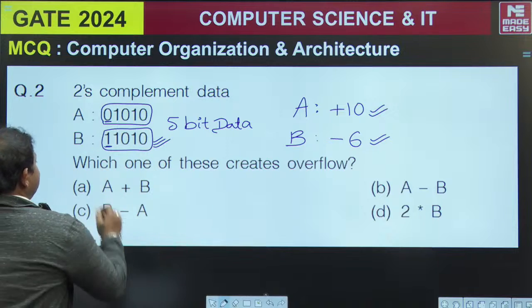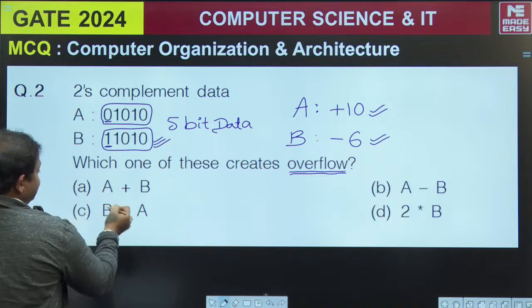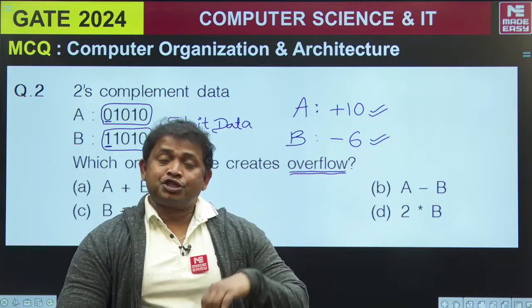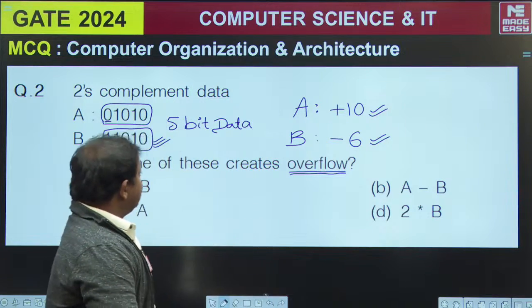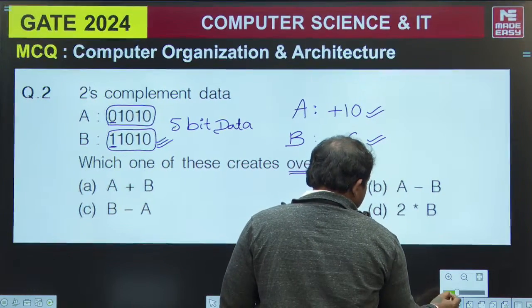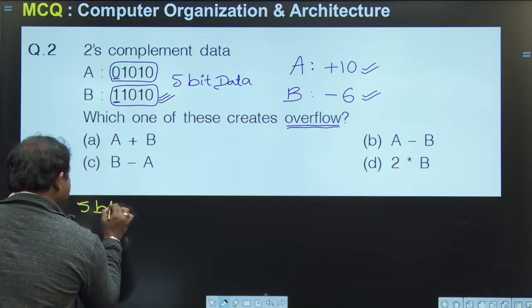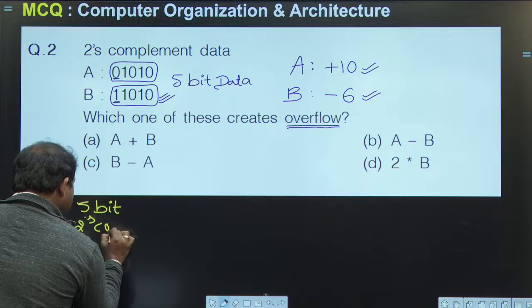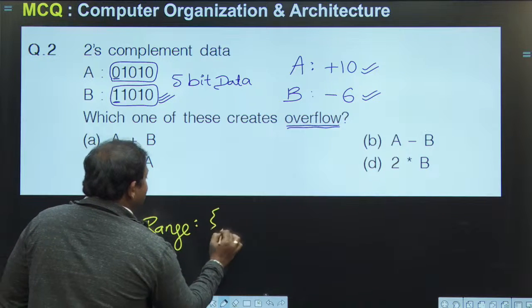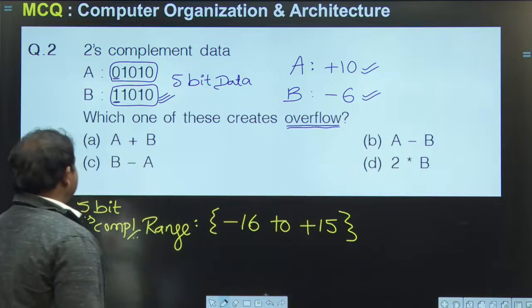Clear? Right. Which one of these creates overflow? So here options are given. Which one of the following options creates overflow? To understand the overflow condition, first of all we should know the range of a 2's complement data, right? So here the 5-bit 2's complement range is minus 16 to plus 15. This is the 5-bit 2's complement range.